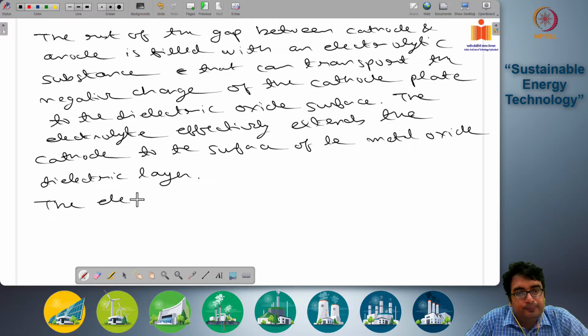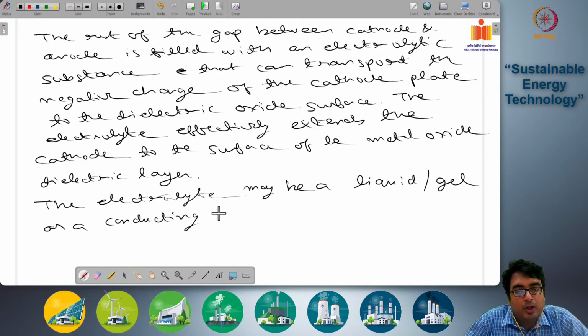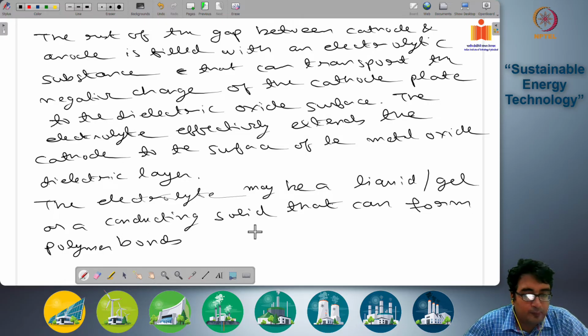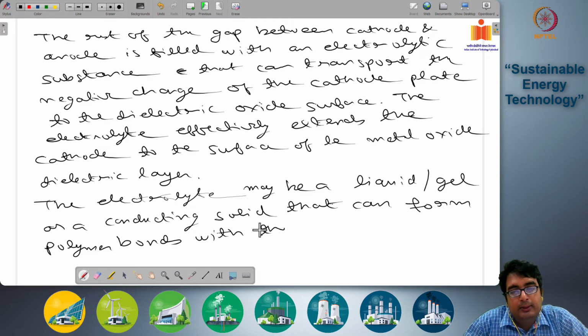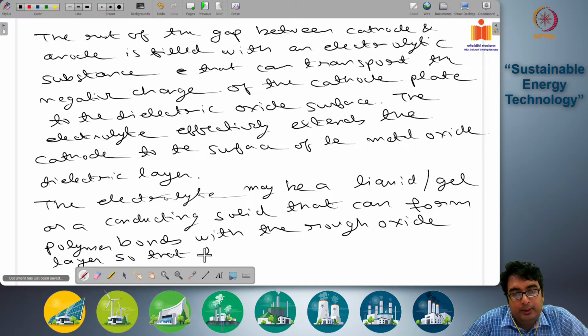The electrolyte may be a liquid or a gel or a conducting solid that can form polymer bonds with the rough oxide layer so that there is complete contact.